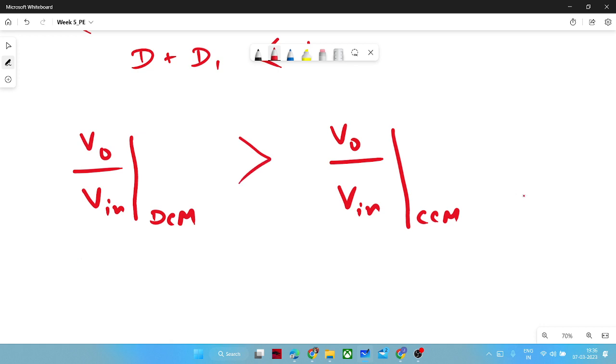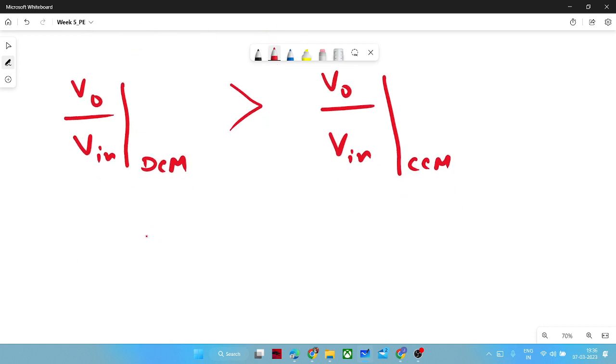And let me write the gain values as well. So the gain value that we computed for DCM was D divided by D plus D1. It is greater than D. You do not agree with this expression? Okay, how can D upon D plus D1 be greater than D?